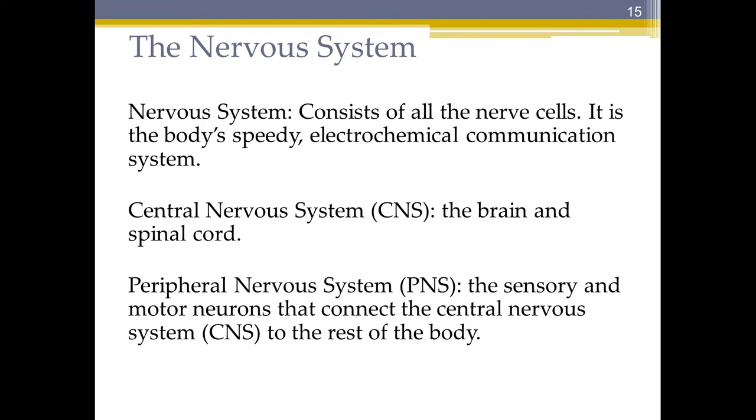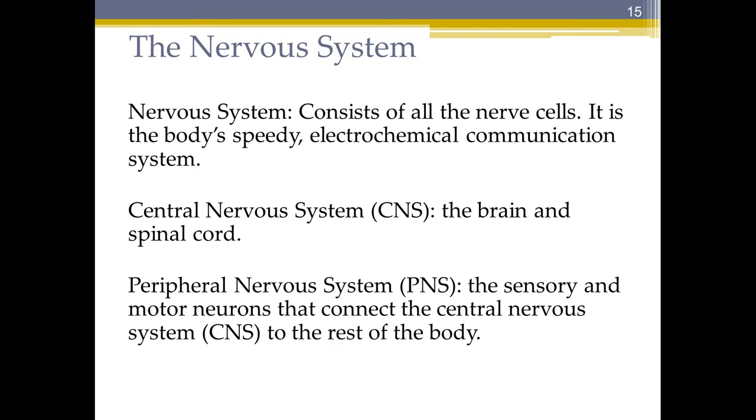So the nervous system is what all of the nerve cells are part of. And it's the speediest form of communication in your body. And the central nervous system is just that core component. It's just the main things that keep you alive. You know, your spinal cord can often cause motion before the brain can. So those are the two core components that keep you alive.